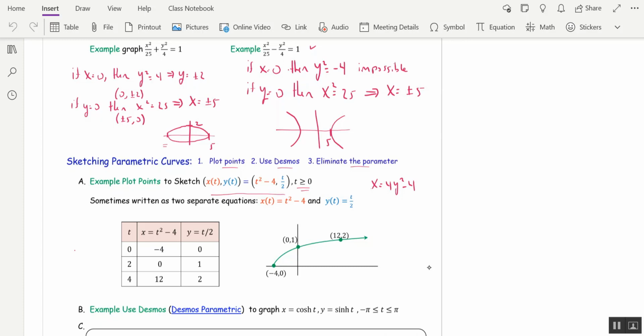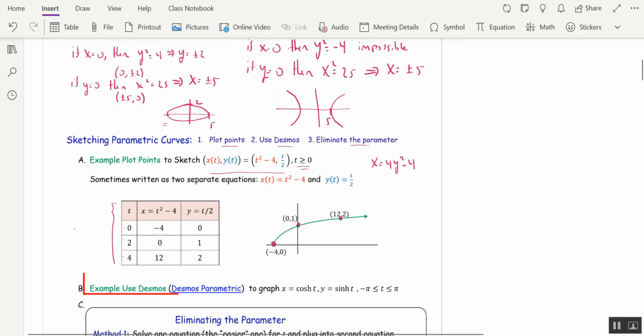So the simplest way to sketch a parametric curve is to plot some points. And I've done that here. I've got a little table. I let t equal 0, 2, and 4, and I computed x and y. And then I plotted those points over here. So it looks like I'm getting the top half of a parabola, but I'm not sure. We'll verify that in a minute.